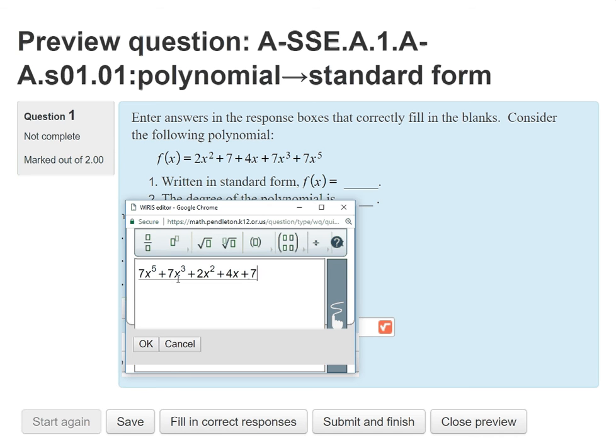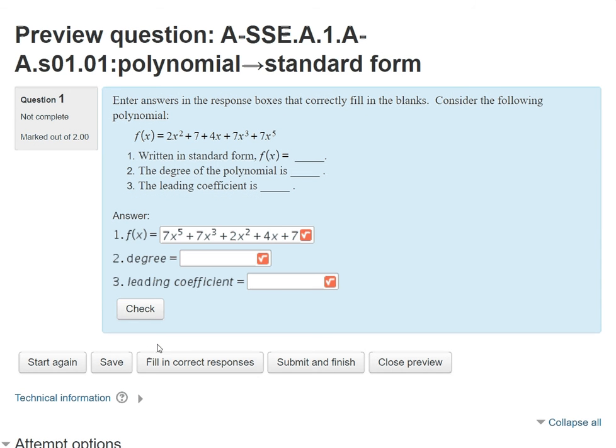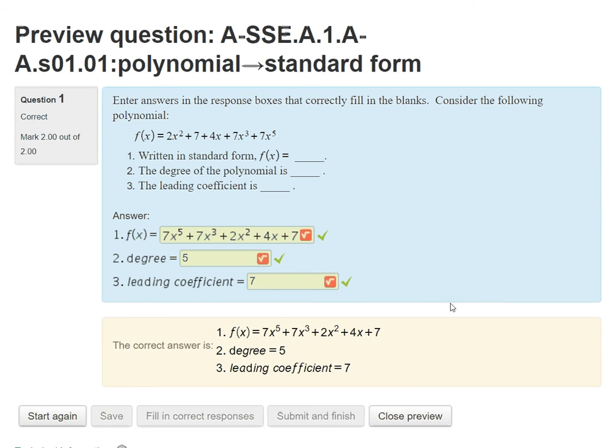plus 7. Okay, good. So what's the degree then? 5. Just the biggest power of x. It's a 5th degree polynomial. Sometimes people say it's a 5th order polynomial. Means the same thing. What's the leading coefficient? 7. Boom, we got it. Okay, no biggie. All right, next step.